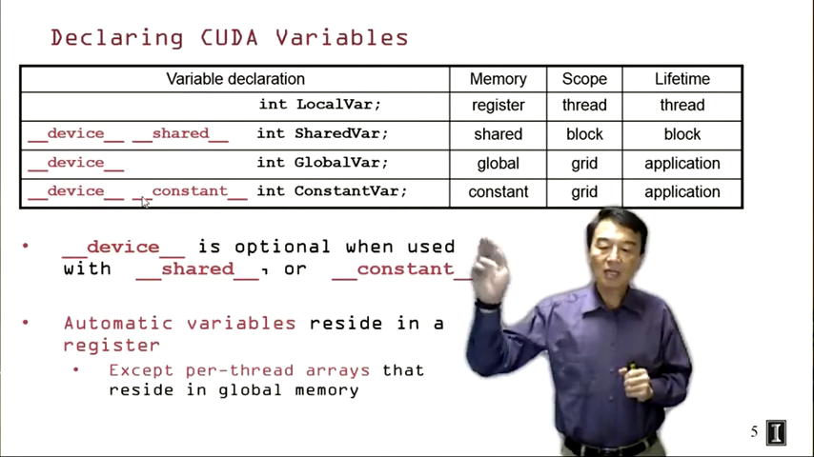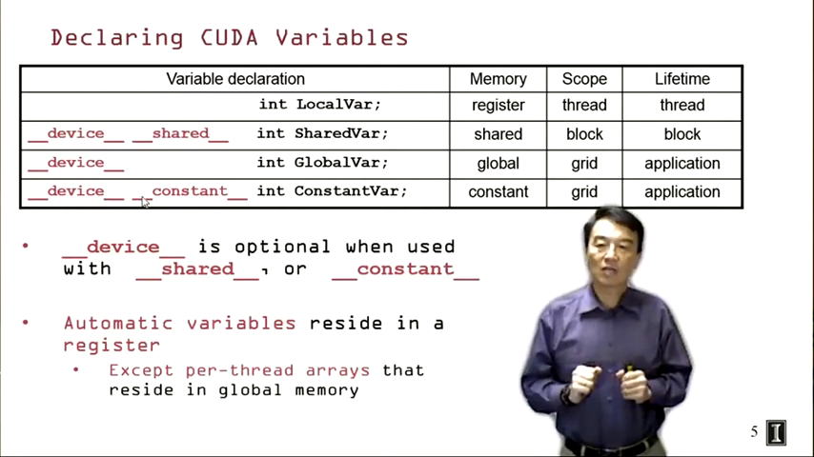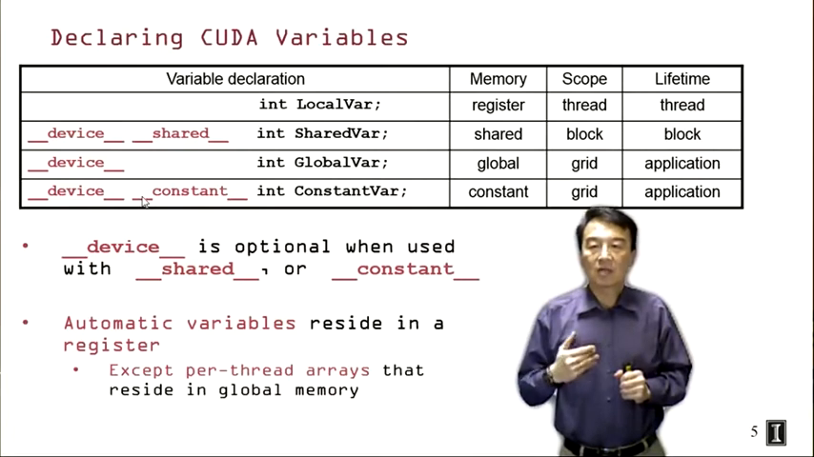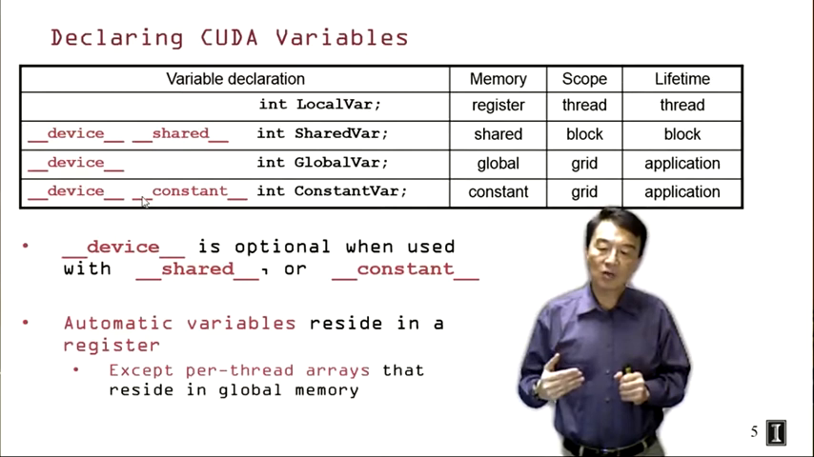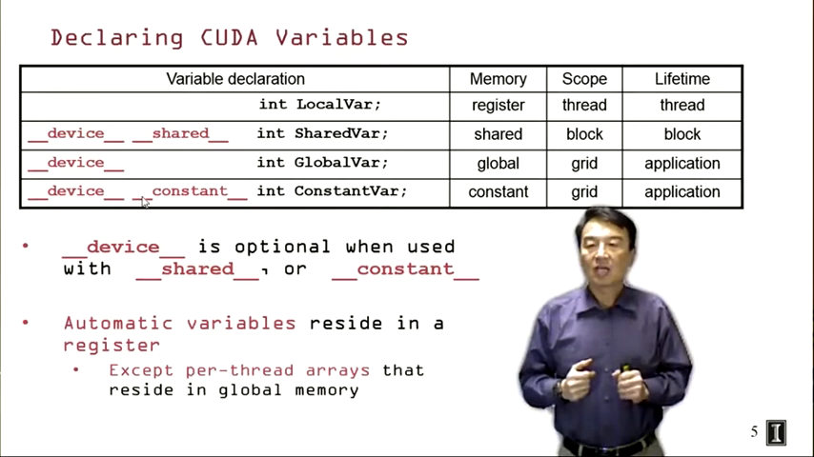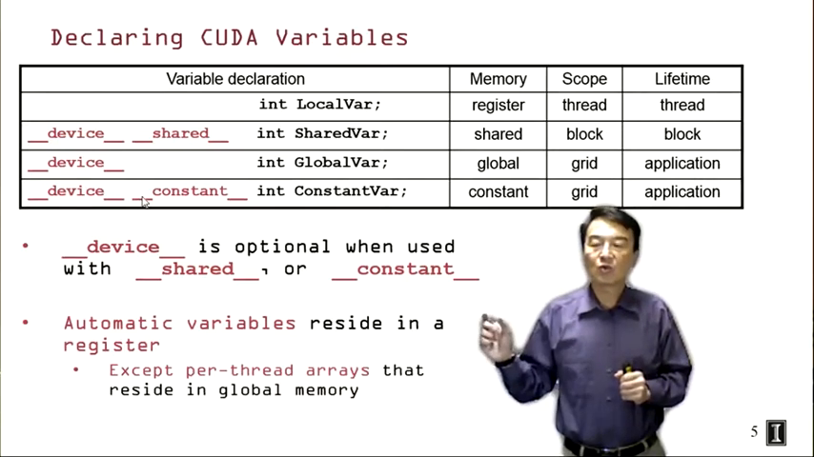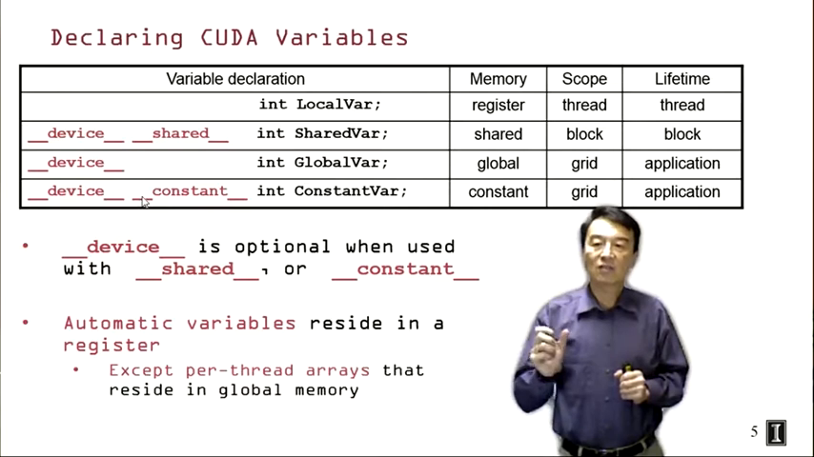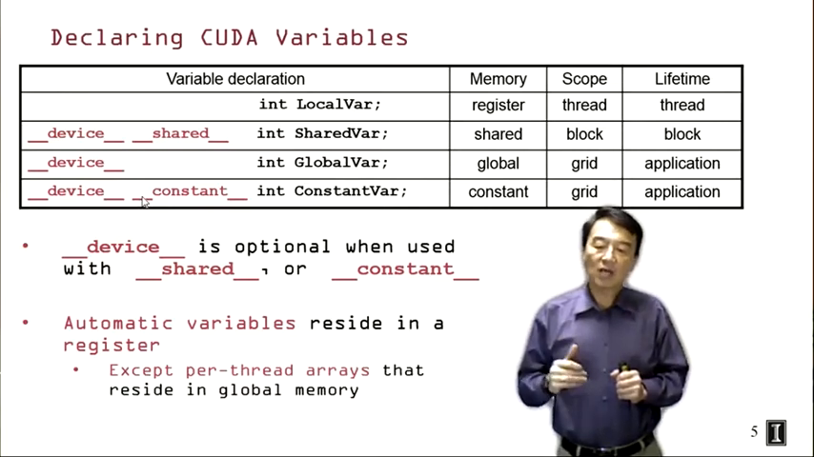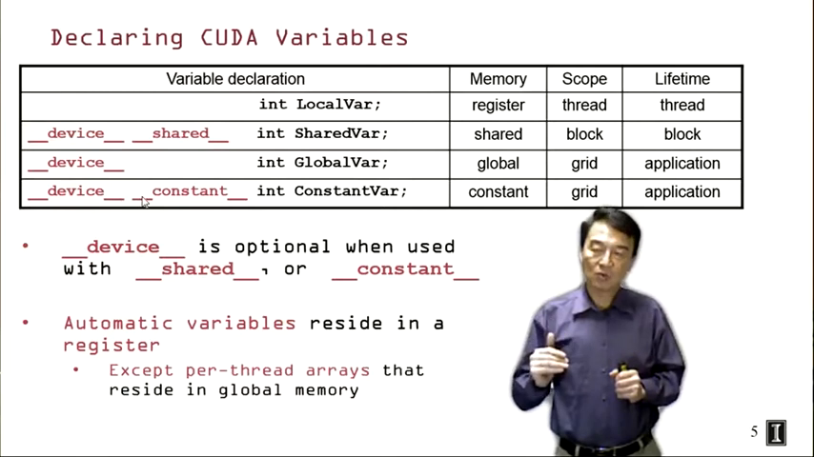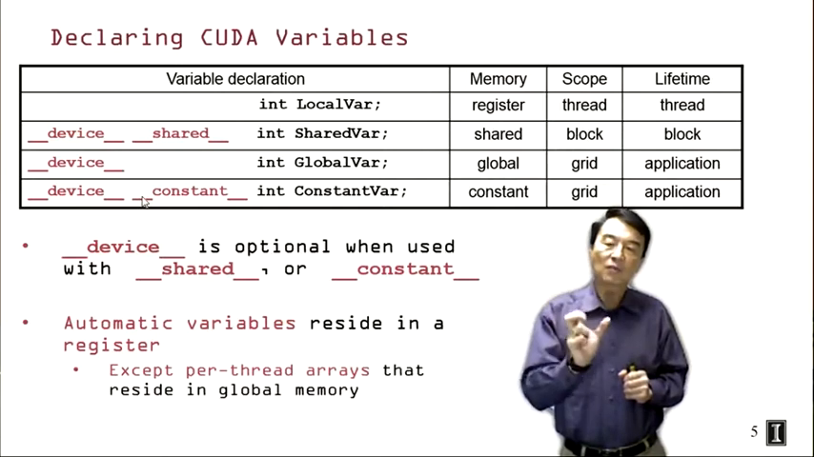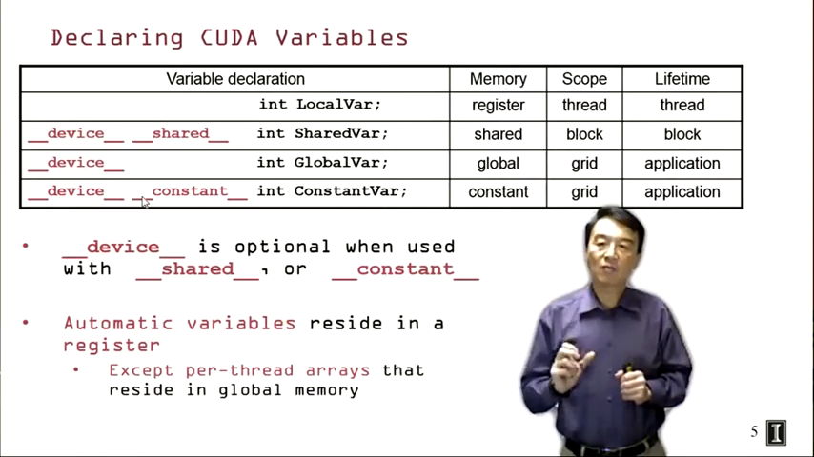Now, in the second row, we see the shared variable declaration. We can declare a variable as a shared memory variable by preceding its declaration with the __device__ and __shared__ qualifiers. And there are two underscores before and after these qualifiers. So whenever we have __device__ and __shared__ in front of a variable in the kernel, then that variable is going to be in the shared memory.